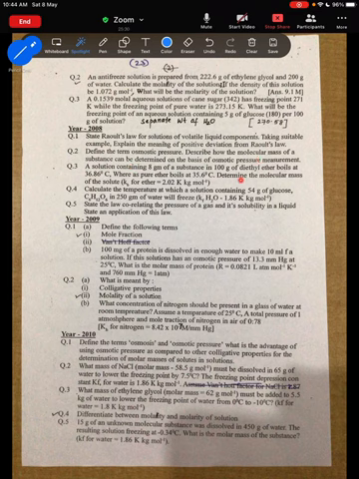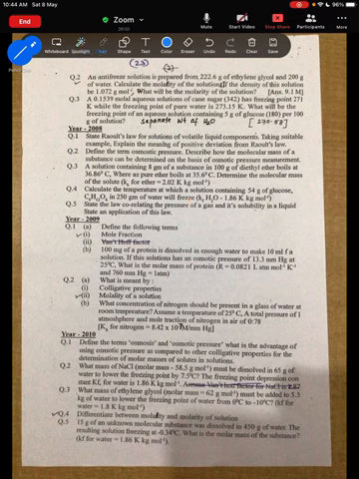Then the next question, it is a direct question. Calculate the temperature at which a solution of 54 gram of glucose, C6H12O6, in 250 gram of water will freeze. So you have to find out this freezing point, that is Tf.